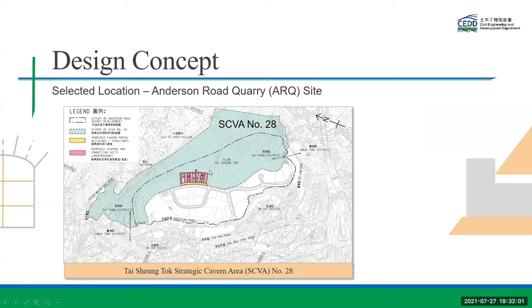You may not be familiar with the name of Tai Shan Tor, but actually it is the Anderson Road Quarry site. The footprint highlighted in pink is the tentative layout of the caverns, while the area highlighted in orange will be the portal areas. Currently, the site is still undergoing the site formation works for the subsequent residential development. The future residential area is highlighted in blue. And the phased relocation will start from 2023 until the full intake in 2026. Significant site constraints will be envisaged after the population intake.